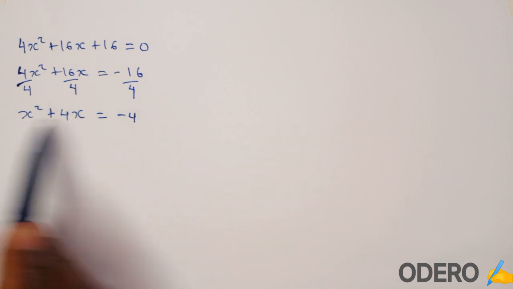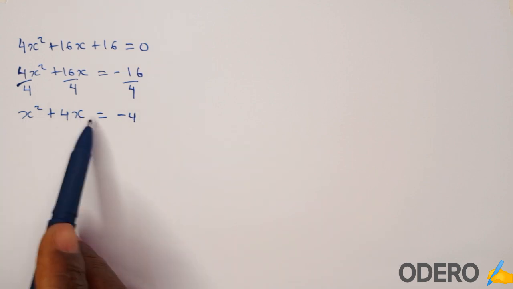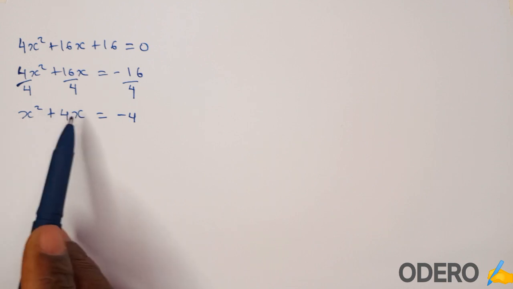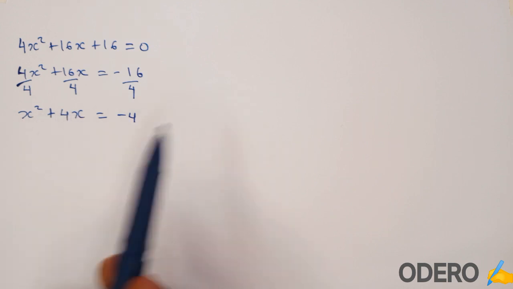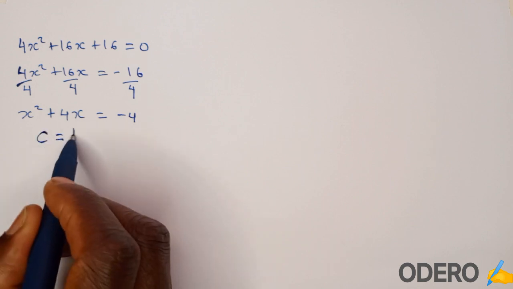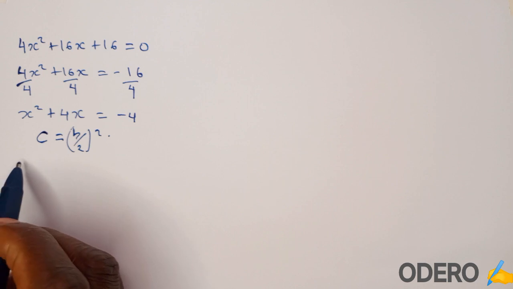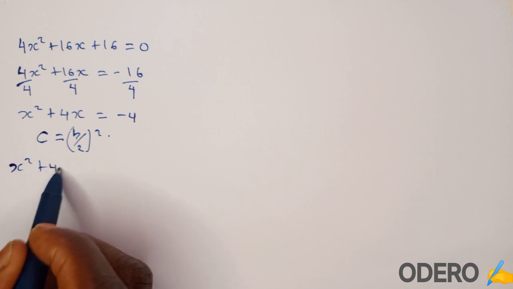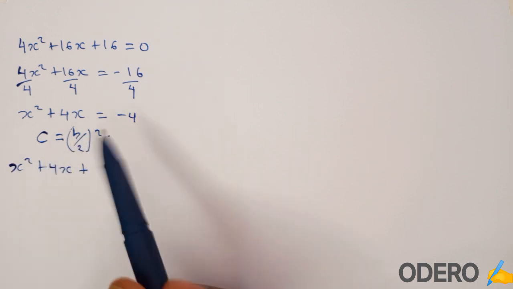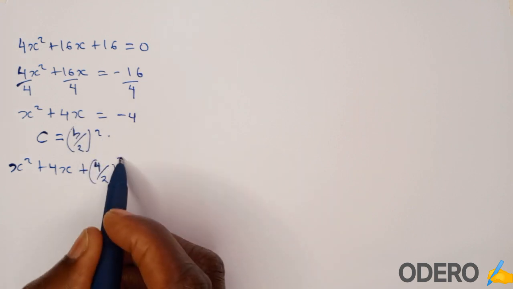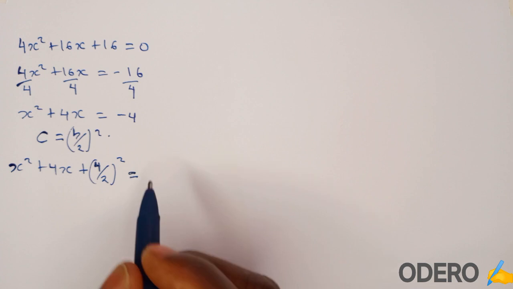Then complete the square here to make it a perfect square. So complete what is c here. This expression, make it a perfect square by completing. So if you complete our c, we said it is b over 2 squared. So we're going to have x squared plus 4x plus c. c is b over 2, so b is 4 divided by 2 raised to 2 is equals to negative 4.